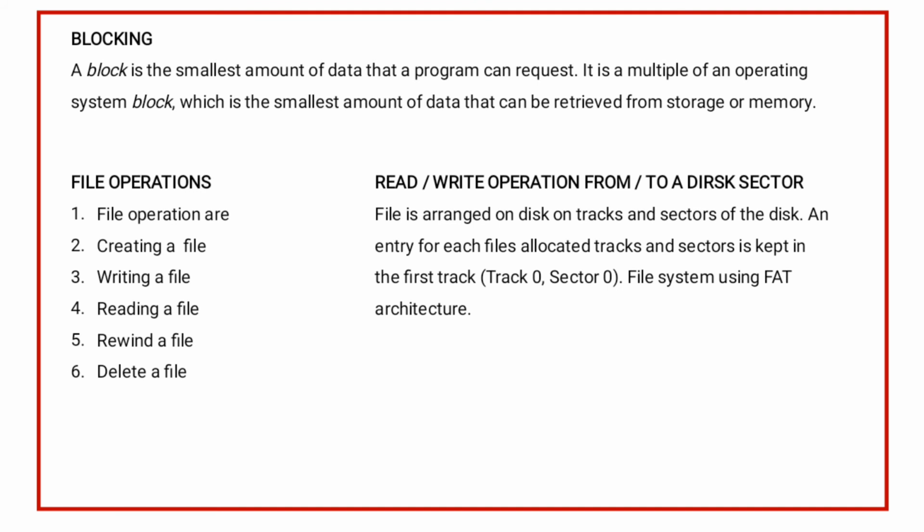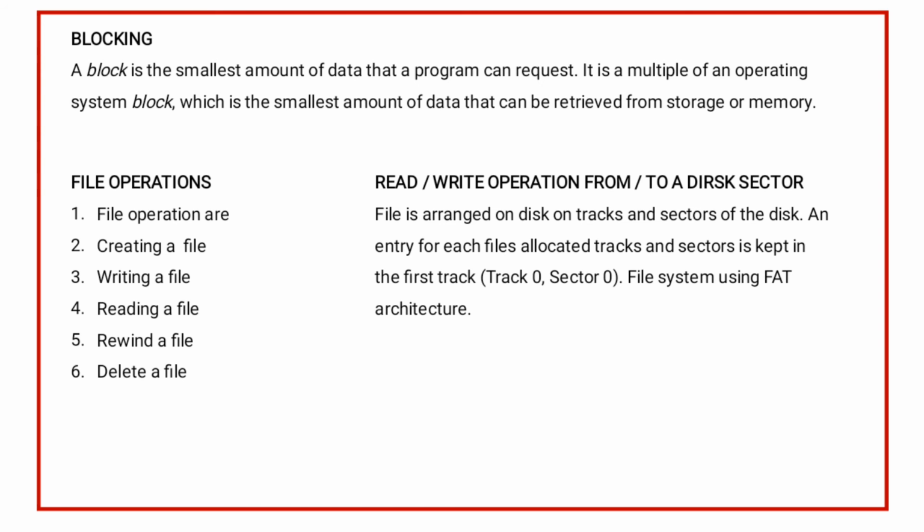A file of 1949 bytes will be allocated 4 blocks, that is 2048 bytes. The remaining 99 bytes will be wasted. This is called internal fragmentation.